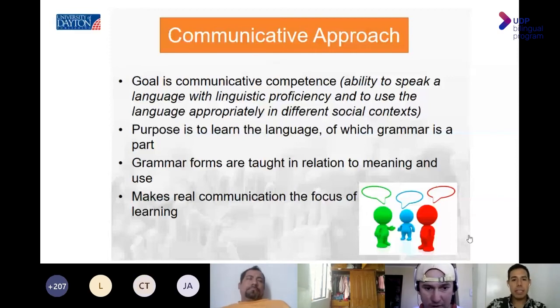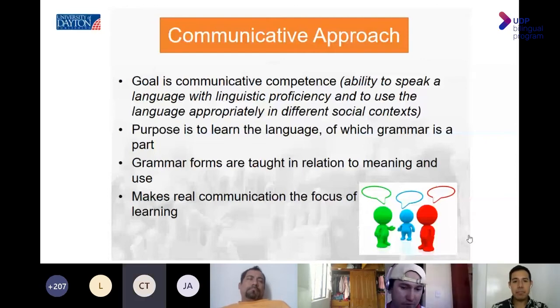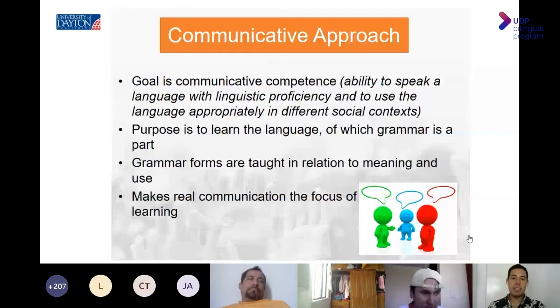Okay, so let's proceed. When we talk about the communicative approach, we have these two different concepts: inductive teaching and deductive. When we talk about inductive teaching, it's about learners discovering the rules for themselves. They infer based on the exposure they have, based on the examples that you give them.